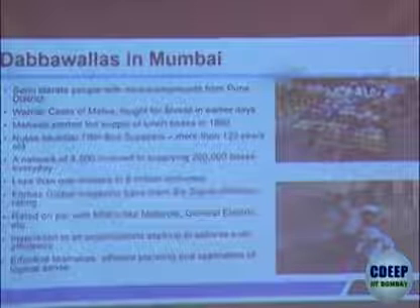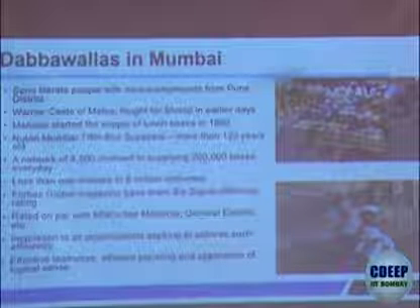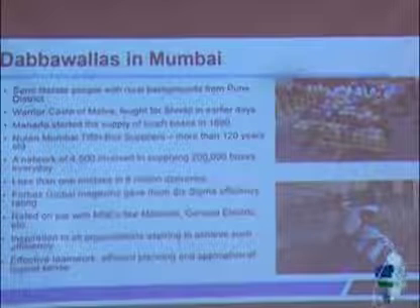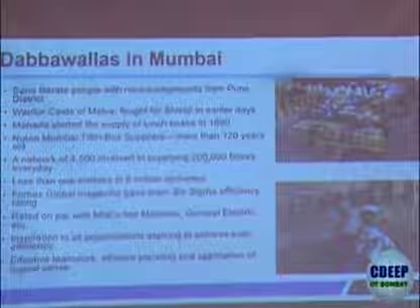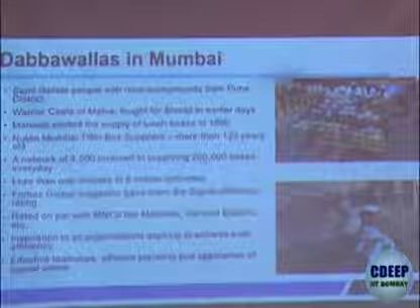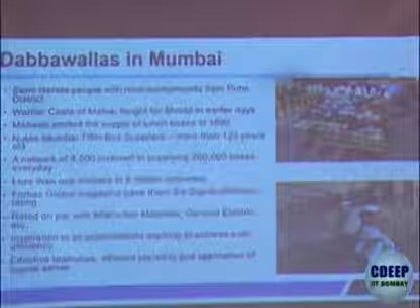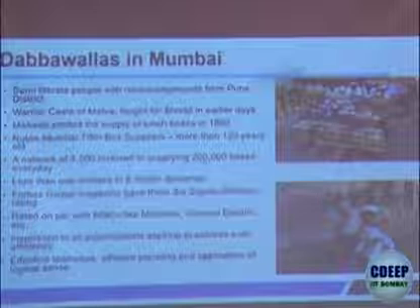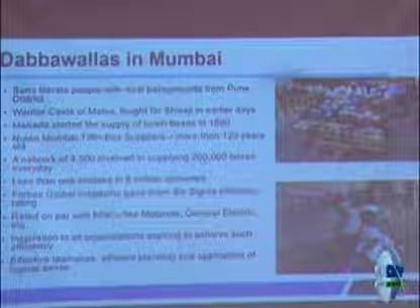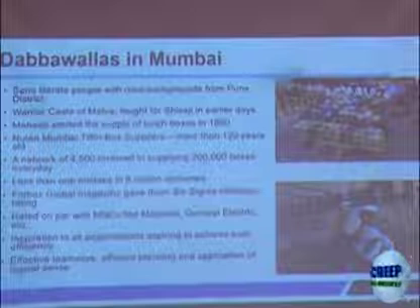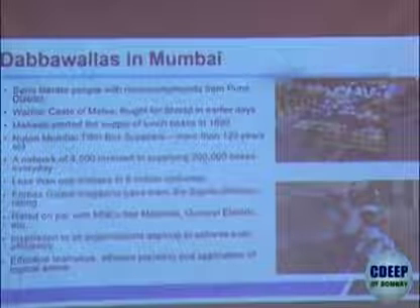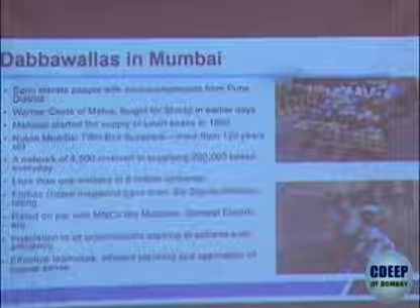With less than one mistake per 8 million deliveries, Forbes Global magazine gave them a Six Sigma efficiency rating. And they're actually doing much better than Six Sigma efficiency. They are rated on par with MNCs like Motorola, General Electric, etc., and have been an inspiration to all organizations aspiring to achieve such efficiency. Now, how have they been able to do that? While other organizations around the world hire so-called management experts, these people have basically relied on effective teamwork, efficient planning, and application of logical reasoning.